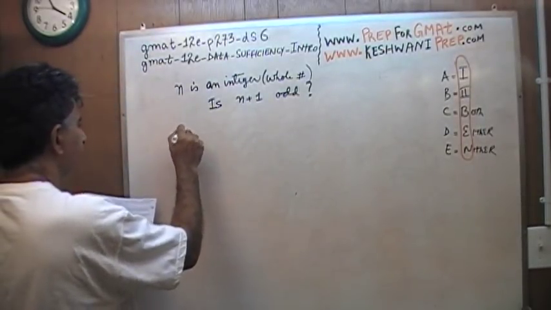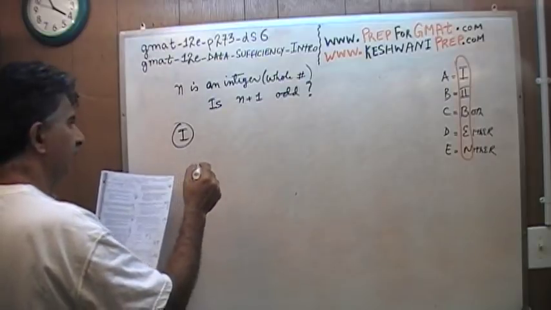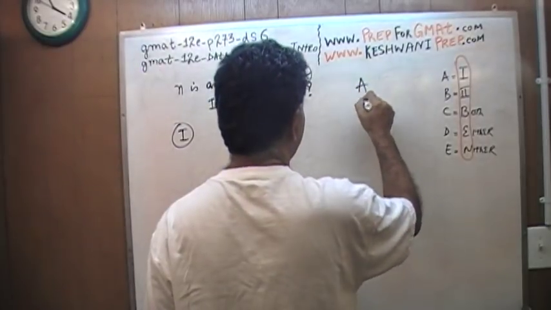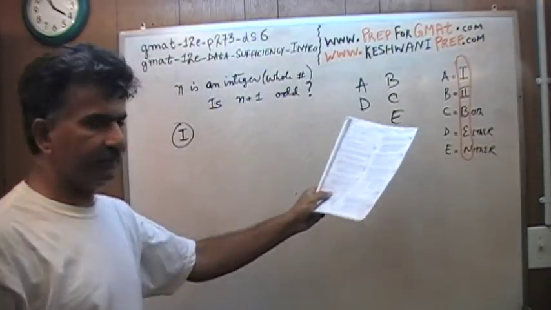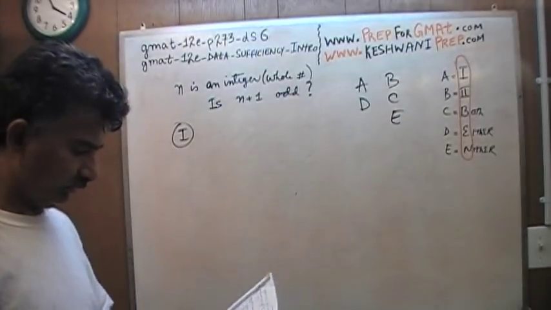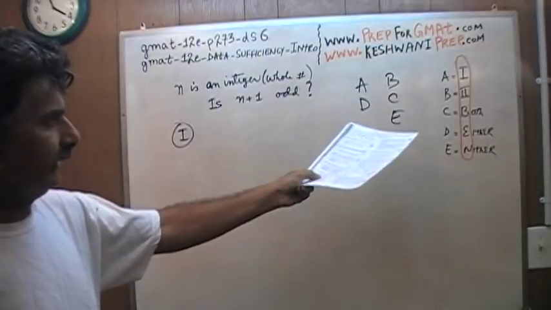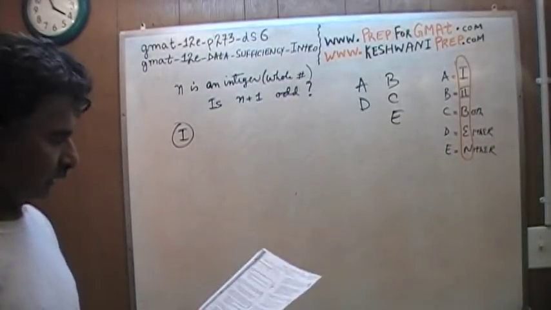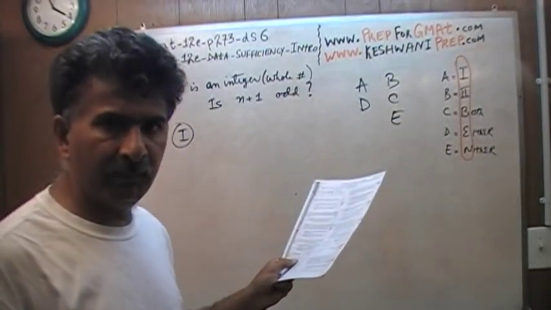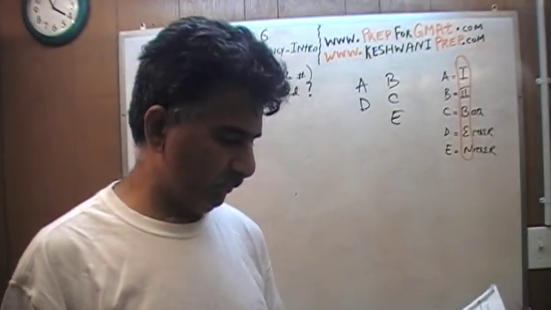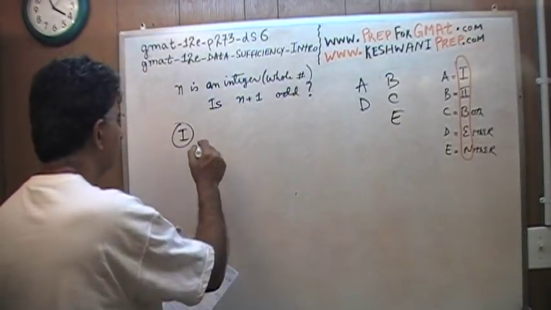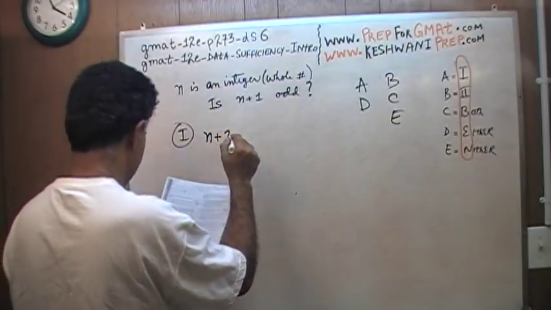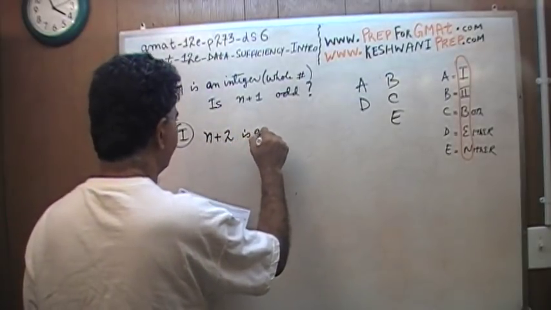Statement 1. Statement 1 tells us that, let's put down AD, BCE. And again, if you do not know what I just did here, as I said, go and watch the introduction. Always put down AD, BCE before you start the work. As soon as the data sufficiency problem pops up on the screen, that's what you want to do. The first statement tells me that n plus 2 is even.